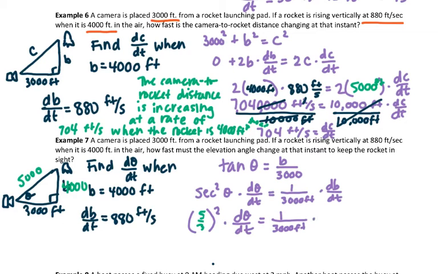And then our dB dt is 880 feet per second. All right. So this is going to turn into just so much fun. Well, let's go ahead and square this. That would be 25 over 9. And this would just become an ugly fraction. So we would have 880 over 3,000. And then we would have feet per second over feet. So the feet are basically going to cancel out here and just leave me with seconds on the bottom.